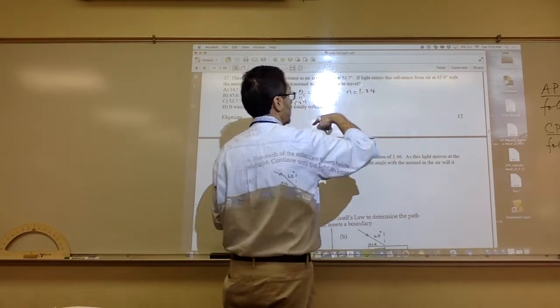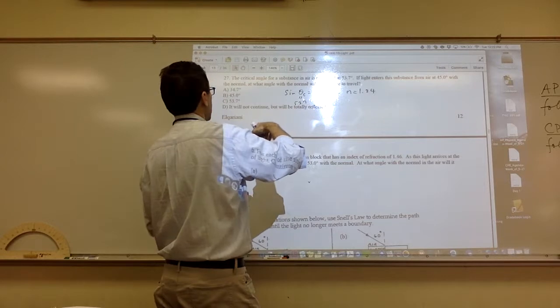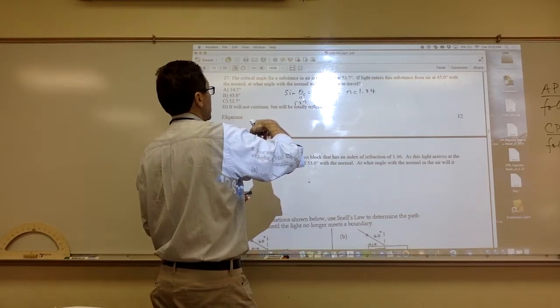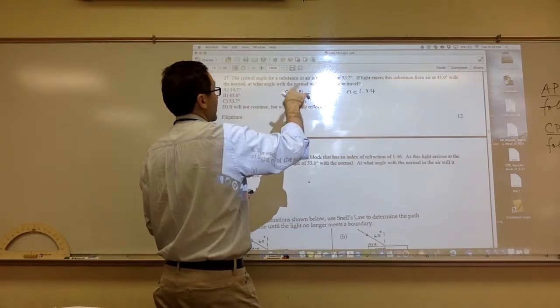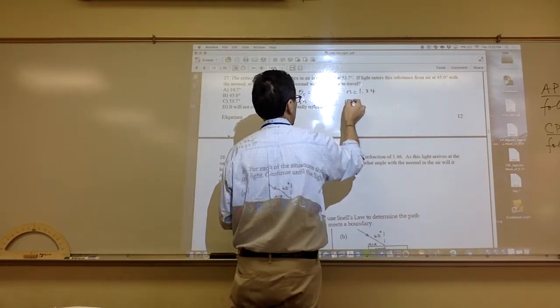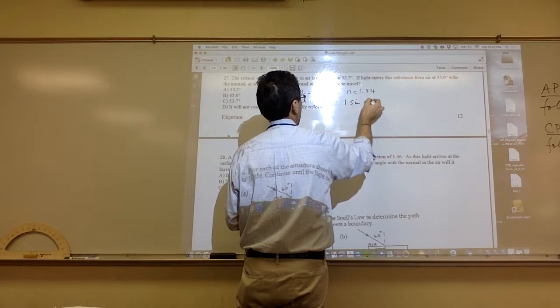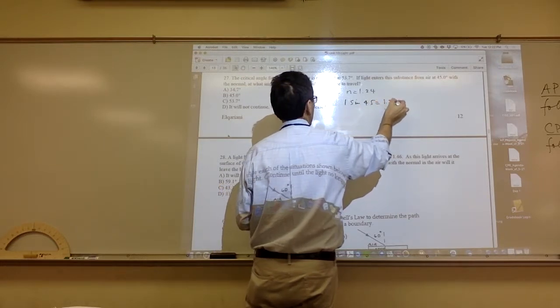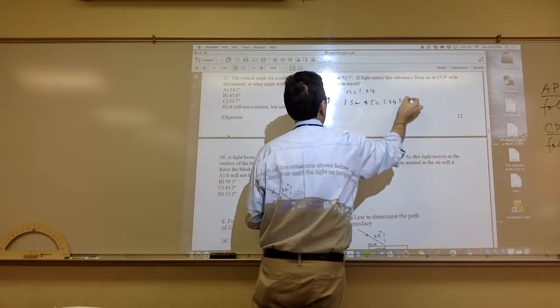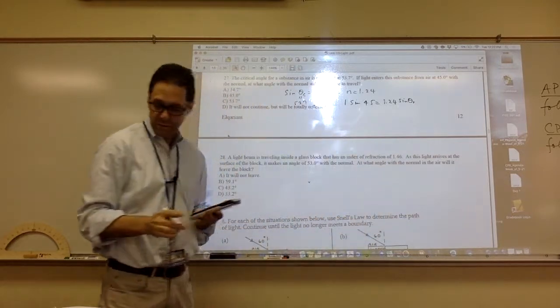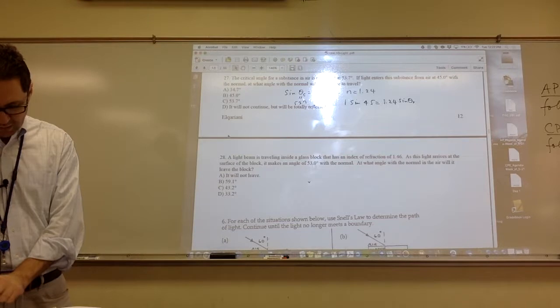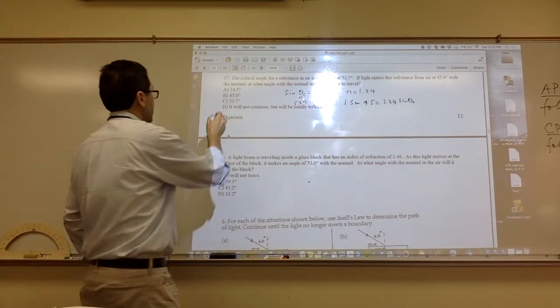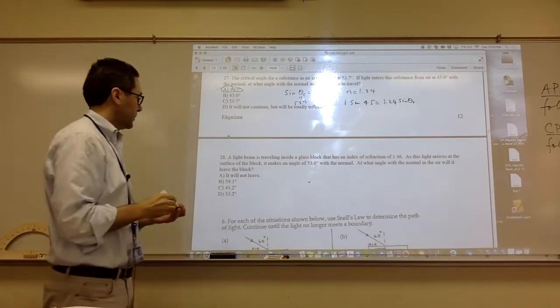Now you work the other way. Now you're going from air into the other substance. So it's going to be 1 sine 45 equals 1.24 sine of the angle of refraction. And that angle of refraction should be 34.77 degrees. So the answer is A.